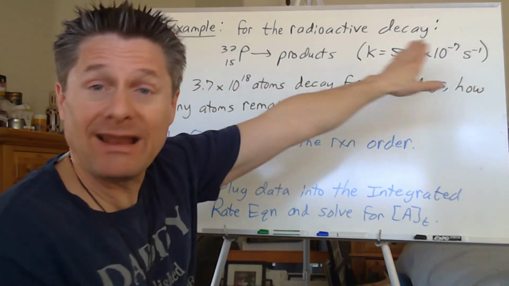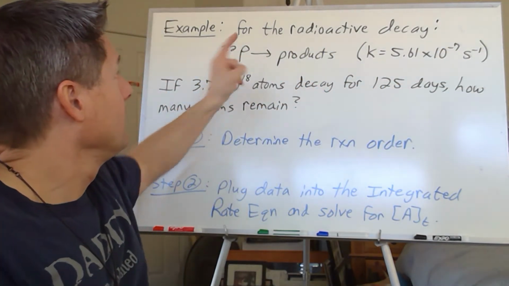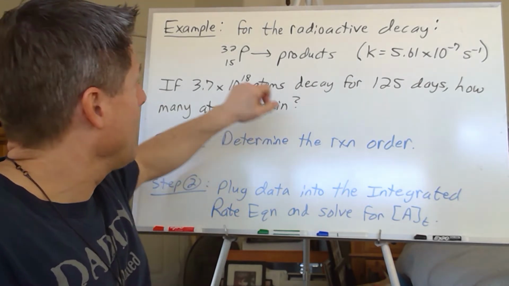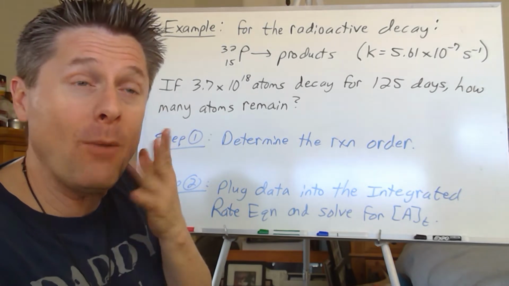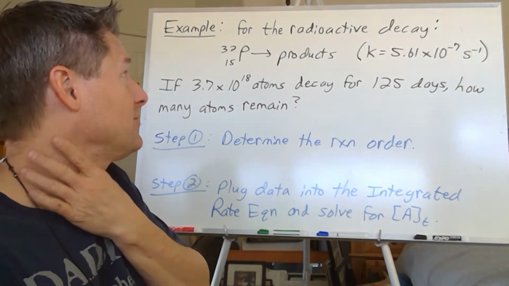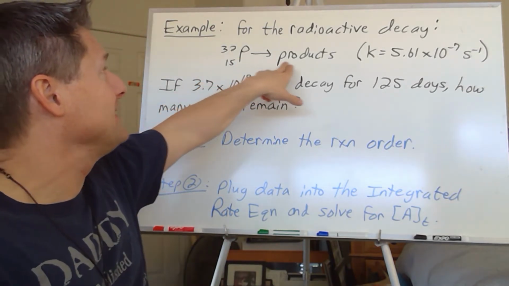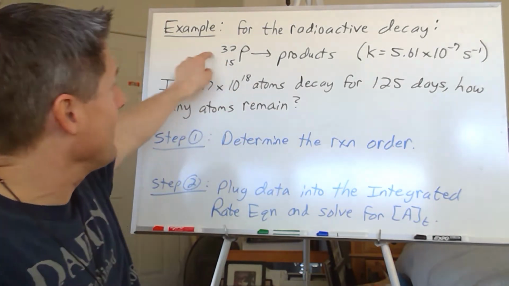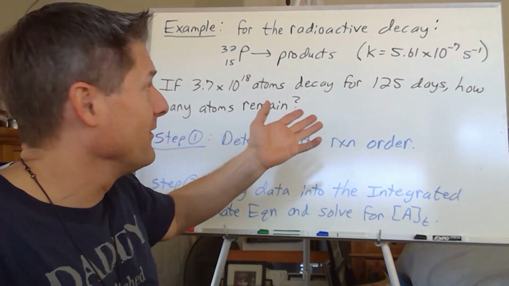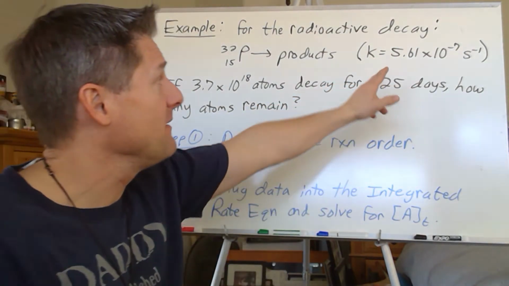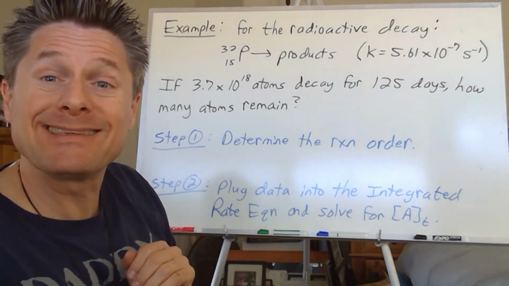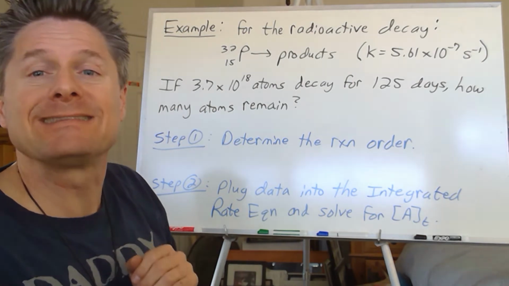So for the radioactive decay of phosphorus-32, so phosphorus-32 looks like an isotope. Oh, back to first semester general chemistry. So we've got some phosphorus decaying to products, so we're going to have a stoichiometric coefficient of 1 in this case. A is very commonly 1. They provide you the rate constant. It happens to be 5.61 times 10 to the minus 7th inverse seconds.